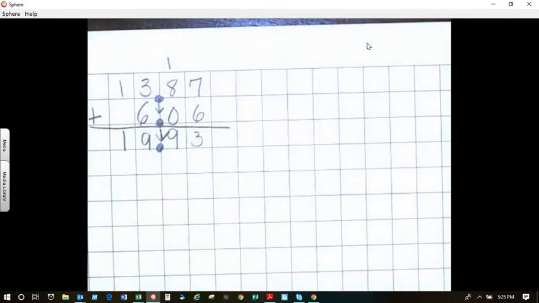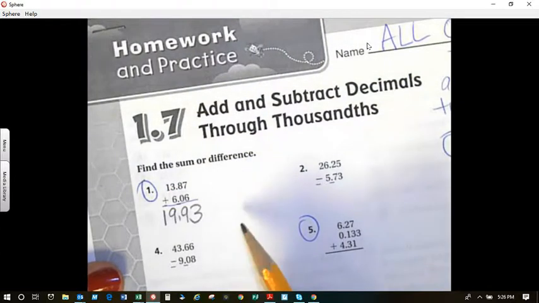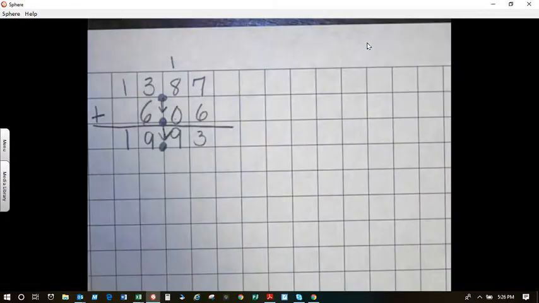And we're doing all odds. If you're doing your work on the side, that's great. Just make sure you leave yourself plenty of room. Don't squish those numbers up. I'm going to go to number 2.